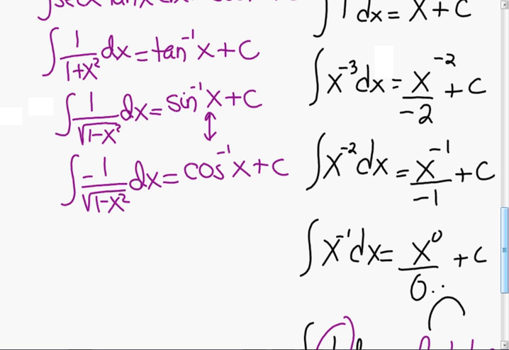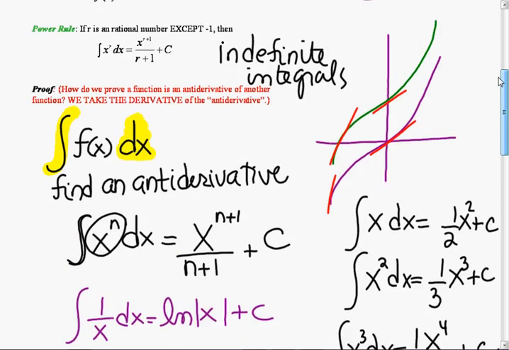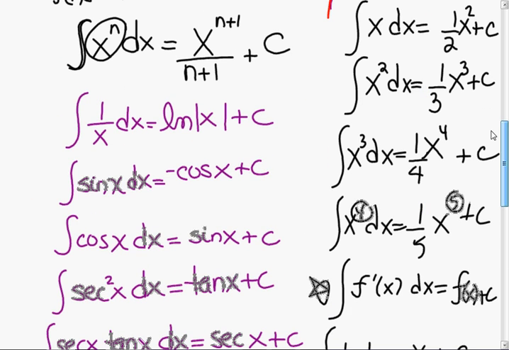So the trick to doing antiderivatives is to make everything look like these functions right here. You have a power, n can be a negative number. n belongs to the reals. n could be pi for that matter.